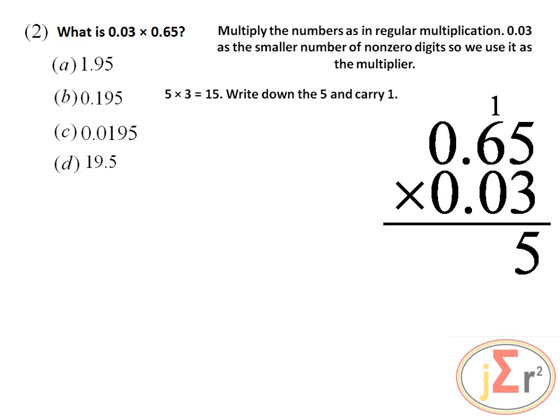We are going to multiply 3 by 6 first. So we're going to say 3 multiplied by 6, that is 18, and then we add the 1 to that. So 18 plus 1 is 19. So we are going to write the 1 down and we are going to carry the 3.